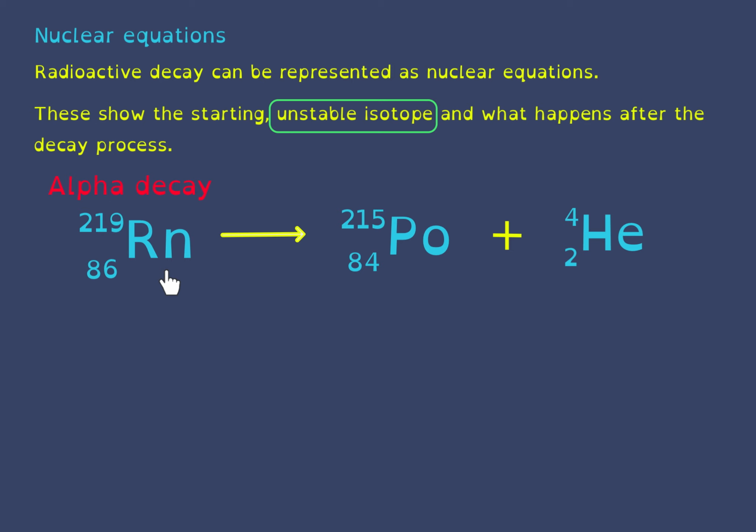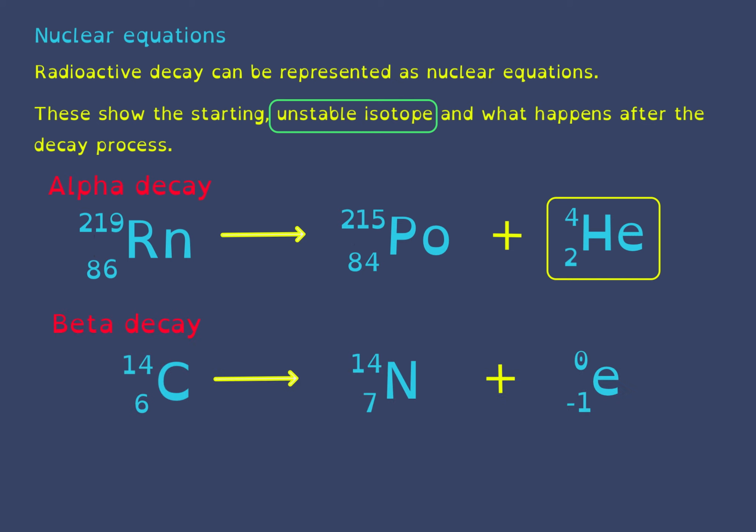Radon gas has an atomic number of 86 and an atomic mass of 219. This decays by alpha decay and gives out a helium nucleus, and we've got the symbol there, He 4 2. As it decays, it gives out 2 protons, so the atomic number goes down from 86 to 84, and the atomic number 84 means polonium. The mass number, the atomic mass, goes down by 4 as there are 4 things given out in alpha decay, 2 protons and 2 neutrons. So the atomic mass goes down from 219 to 215.